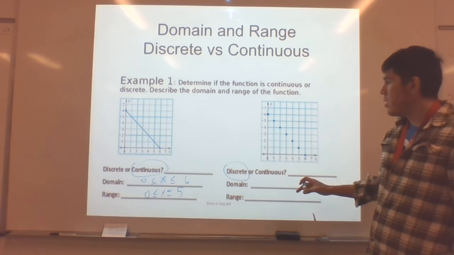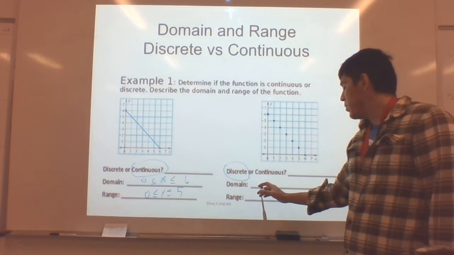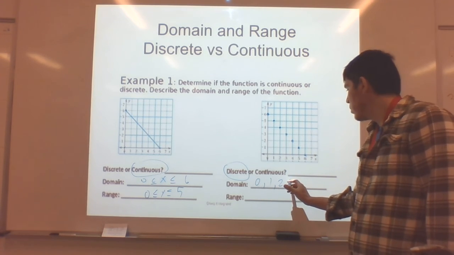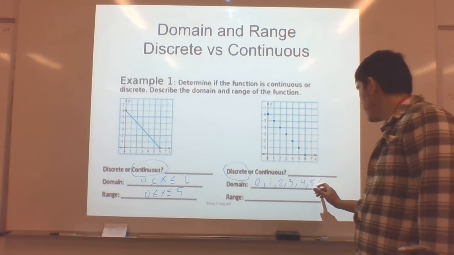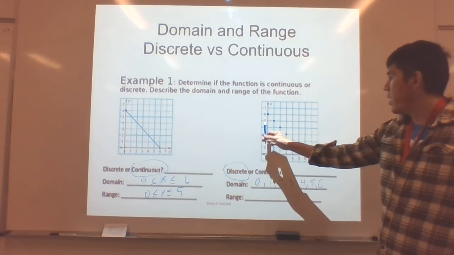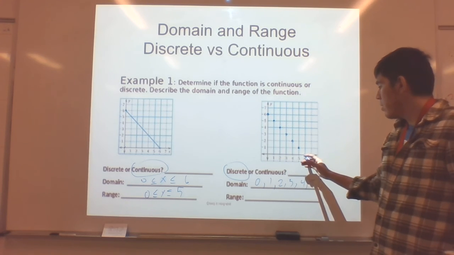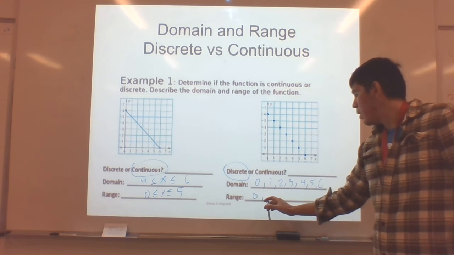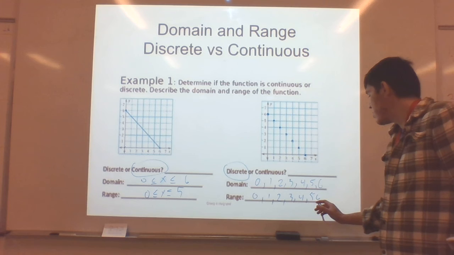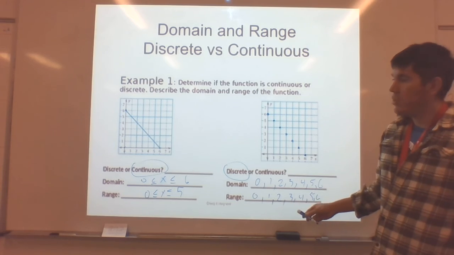Over here, discrete, your domain and range would be each individual point. My domain would be all my x values. So my x values here would be 0, 1, 2, 3, 4, 5, and then 6. Every single little point there would be my domain. My range would be every single y value. So I would start over here at 0, 1, 2, 3, 4, 5, and then 6. So again, individual x values, individual y values when it's discrete.